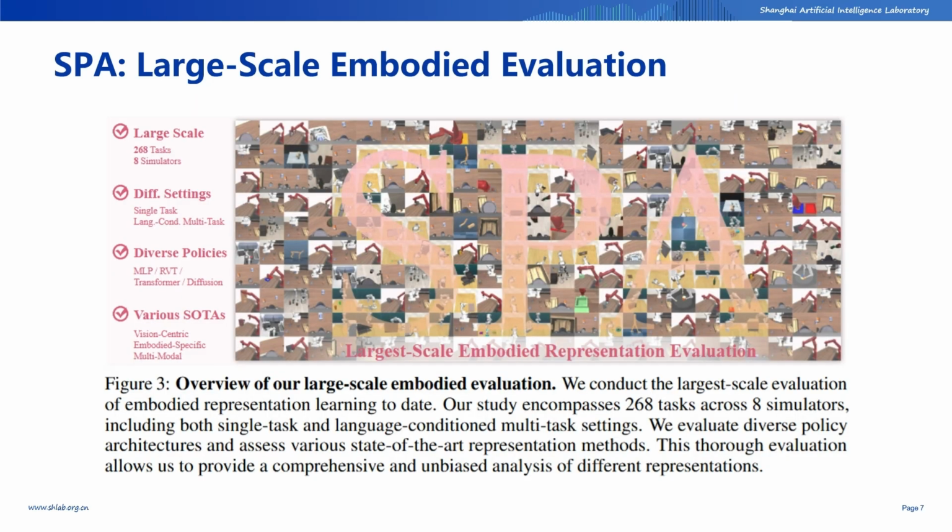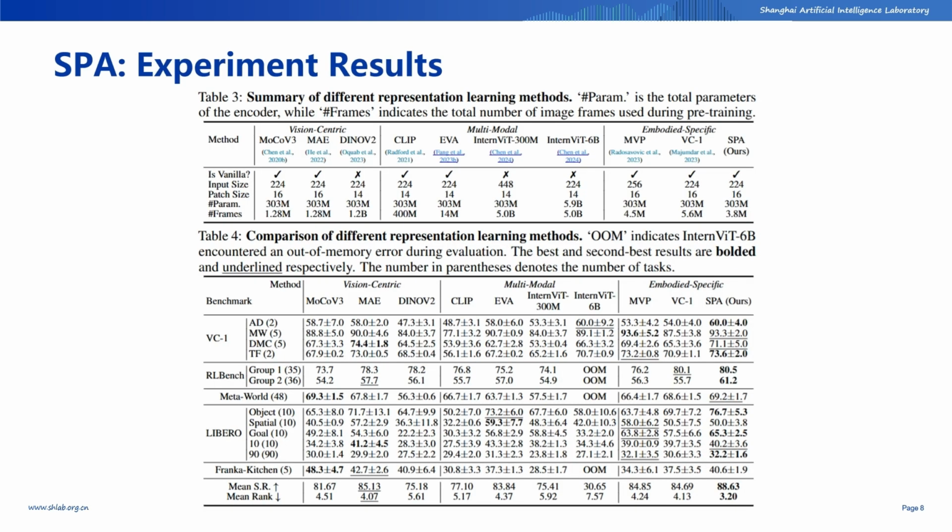Additionally, unlike previous approaches that used a small MLP policy under single task settings, our evaluation spans multiple policy types, e.g., MLP, diffusion, transformer, and includes both single task and language-conditioned multitask settings. This unprecedented scale and diversity ensure robust and convincing conclusions. Through extensive comparisons with state-of-the-art visual representation methods, we observe that SPA demonstrates superior performance on our large-scale evaluation on average. We also find that focusing on a single benchmark can lead to highly biased conclusions.